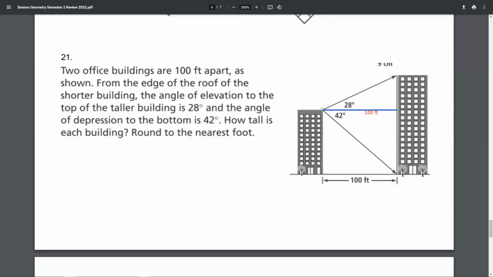So what we need to do is first look at this top triangle and find the height. And then you need to look at the bottom triangle and find the height of the bottom one. So let's first start with the blue one on the top. If I circle the angle, I know the adjacent is 100, and we're solving for the height, which is x. So we're going to use tangent because that's opposite. So I'm going to have tangent 28 equals x over 100.